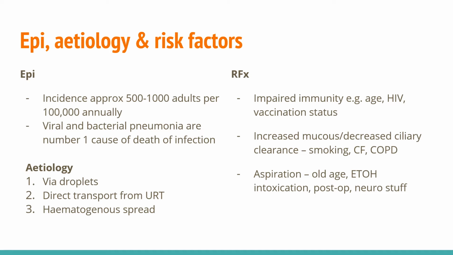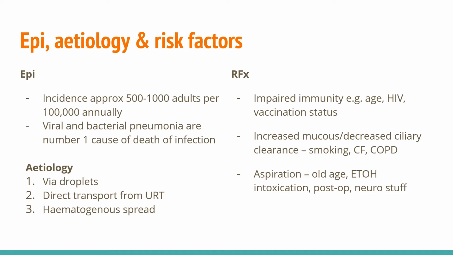In terms of etiology, the most common spread is via droplets. That's right, it's really important to sneeze in your elbow and cough into tissues and wash your hands. Or a direct transport from the upper respiratory tract, so that tends to be seen in aspiration and also intubation, and sometimes it can be via hematogenous spread. That's if you've got like a hemothorax or any surgery, but we don't really worry about that one. That's just there for completeness.